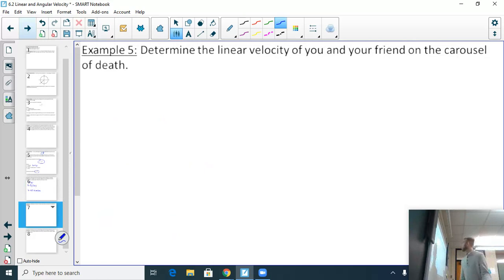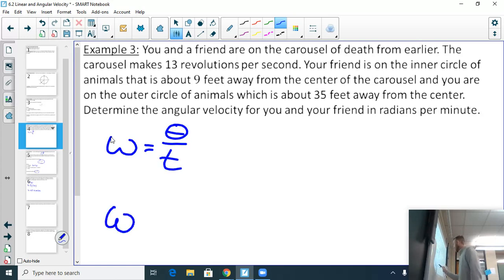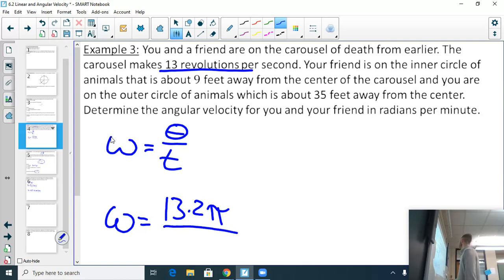So the next one: determine the linear velocity of you and your friend on the carousel of death. And so your friend, if we remember, well, first of all, we'll have to find our angular velocity really quick. Our omega was theta over t. So omega for this one, we have 13 revolutions per second. So we're going to need to do 13 times 2 pi all over t.